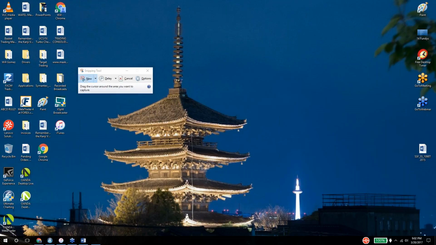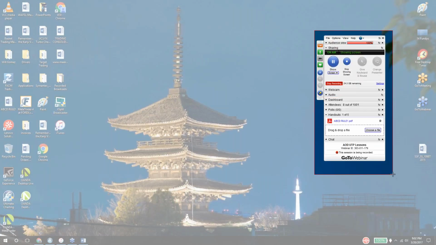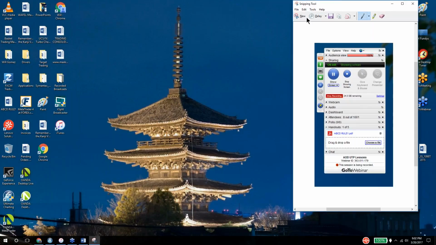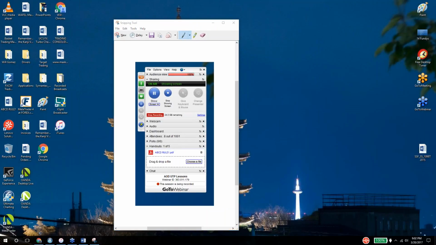Okay. So, here is the control panel for GoToWebinar. That's what it looks like. If you can't see the whole control panel, at the very least you should be able to see this part of it, and if you click on this red button, it'll reveal the rest of it. Inside your GoToWebinar control panel, you've got this handout section, and that's where you're going to be able to find that ABCD rules document. That's what we're going to be talking about.